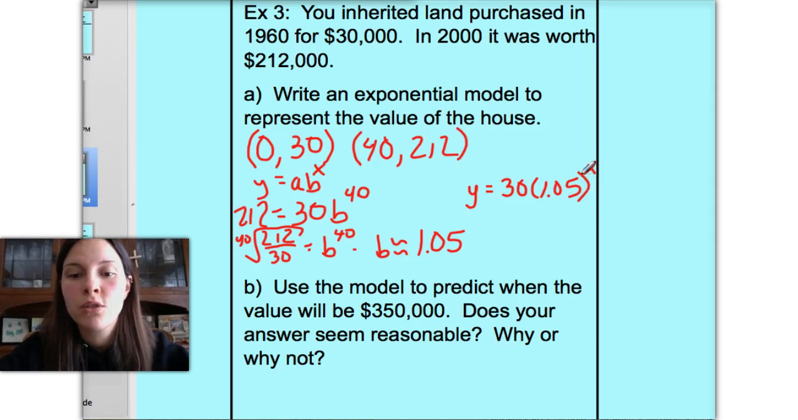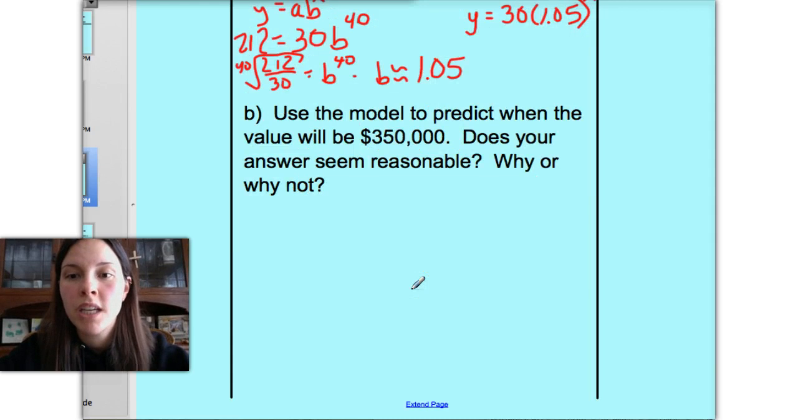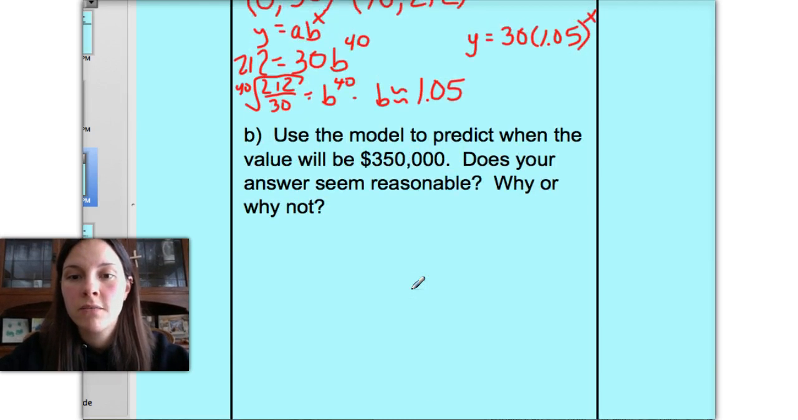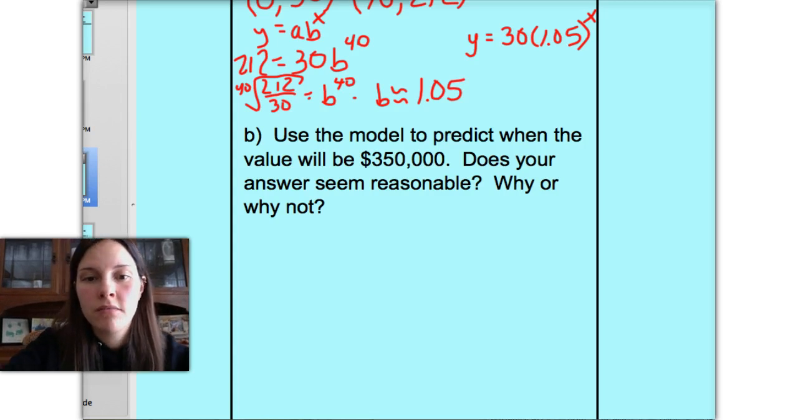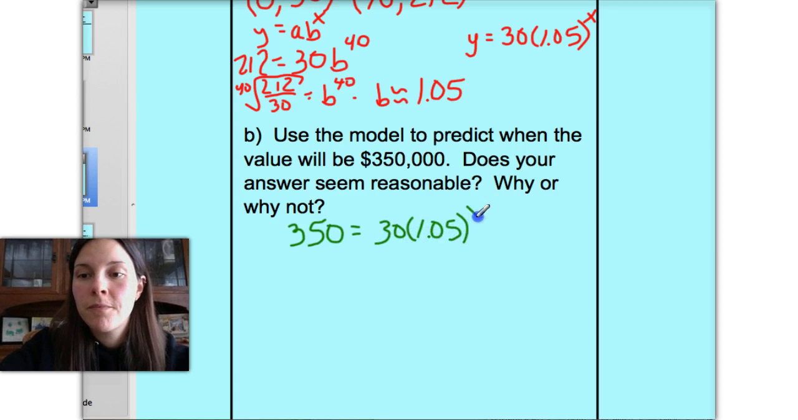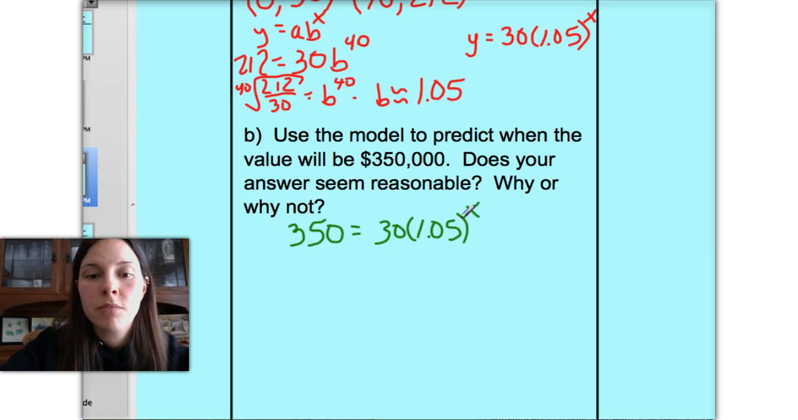All right, next we're going to predict when the value will be 350,000. This time we are given the y value, or the amount after time, and we're going to be solving for x. So because I wrote my initial points in thousands, I'm going to keep that for this one. So it's 350 equals 30 times 1.05 to the x power. Solving for x, I'm going to start by dividing by 30, and I'm going to go ahead and drop those zeros again.